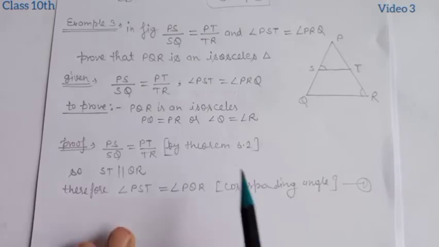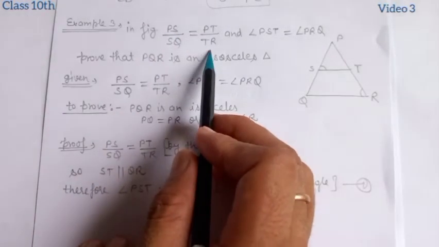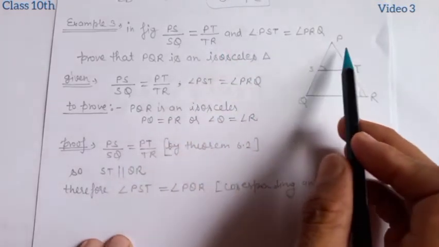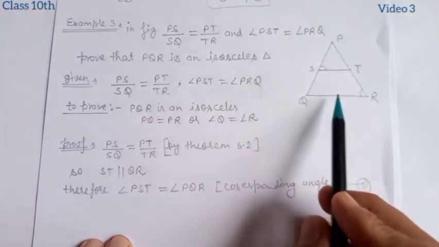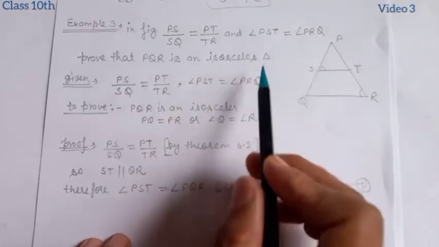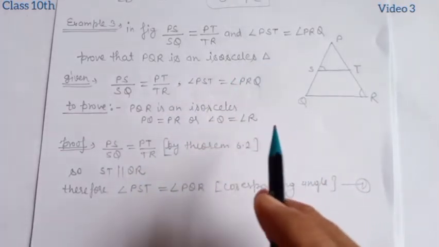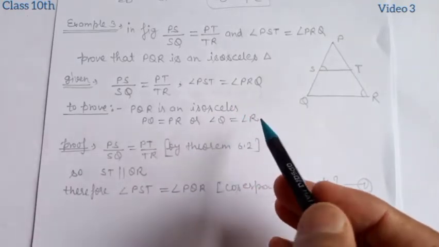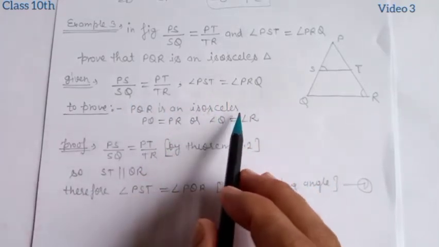Example third. In the figure it is given that PS upon SQ equals PT upon TR, and angle PST is equal to angle PRQ. Prove that PQR is an isosceles triangle. So students, do you know the definition of an isosceles triangle? Yes, isosceles means a triangle having two sides and two angles equal. Such a type of triangle is known as an isosceles triangle.